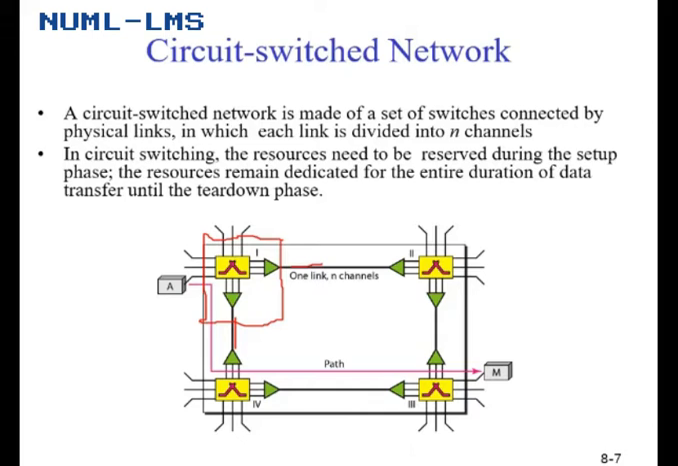So if you want to go from here to this station, there are multiple links through which you can pass, from A to M. Each link is normally divided into N channels by using FDM or TDM. If you remember chapter number 6, we did talk about multiplexers, and you can see the switching is basically incorporating the multiplexers, and these multiplexers can be using either FDM or TDM.